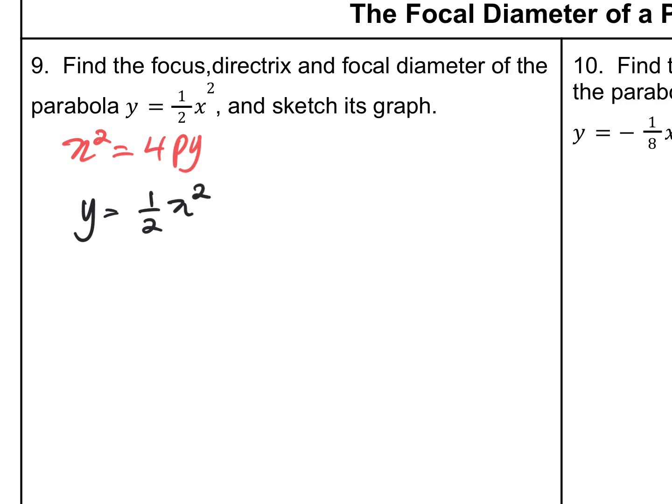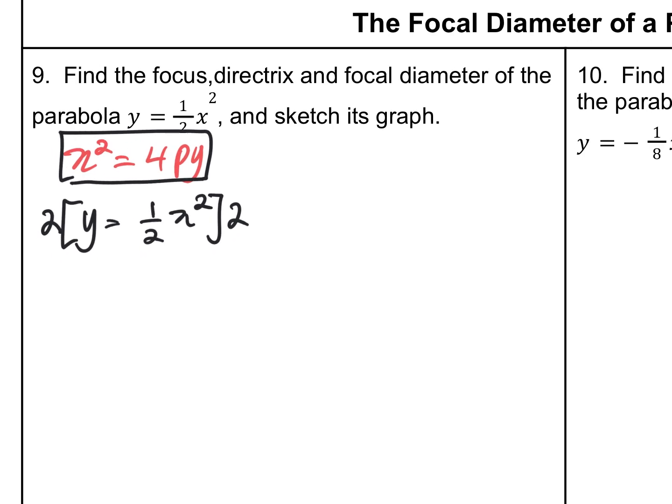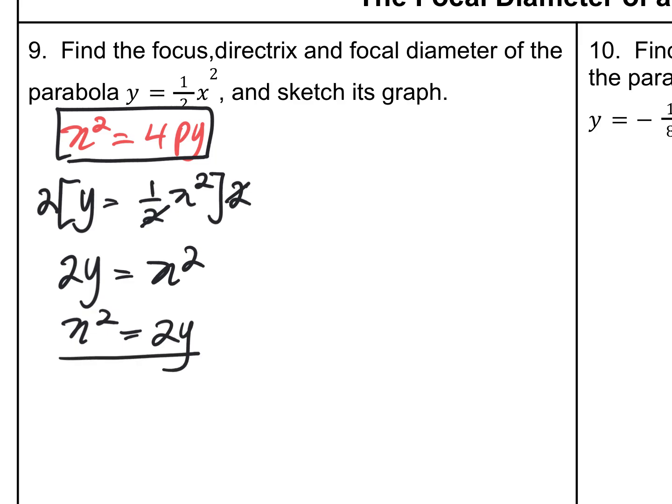In order for me to put it in this format, what I'm going to do here is multiply both sides by 2. This is going to cancel this one, and on the other side you're going to have 2y is equal to x squared. So the final form here now is x squared is equal to 2y. So voila, we have that already.